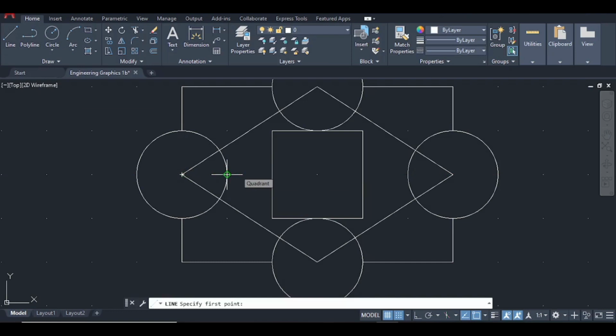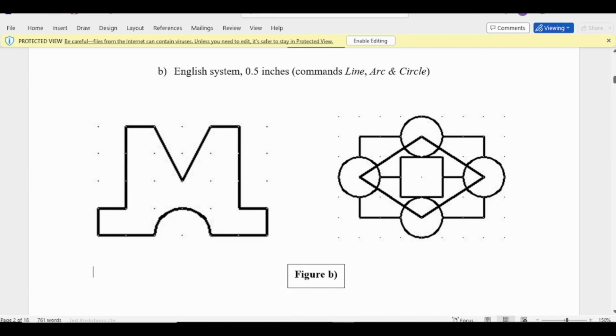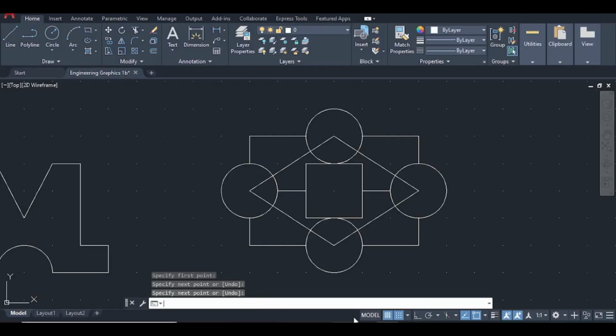Start at the quadrant of the circle on the left, joining to the midpoint of the left line of square, and then another line on the right side. And this drawing is complete.